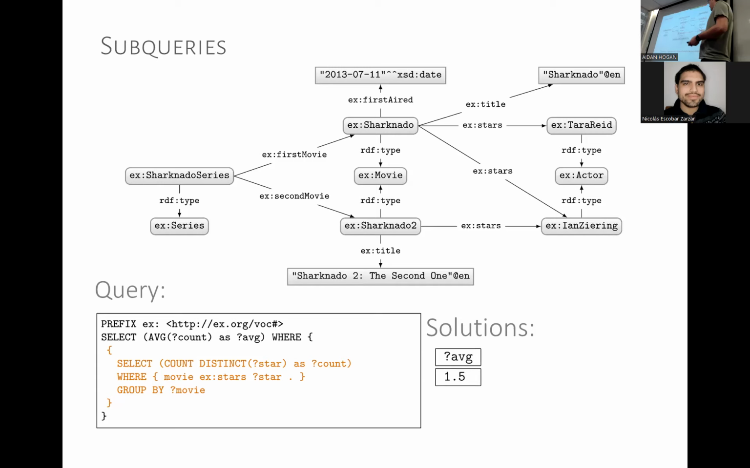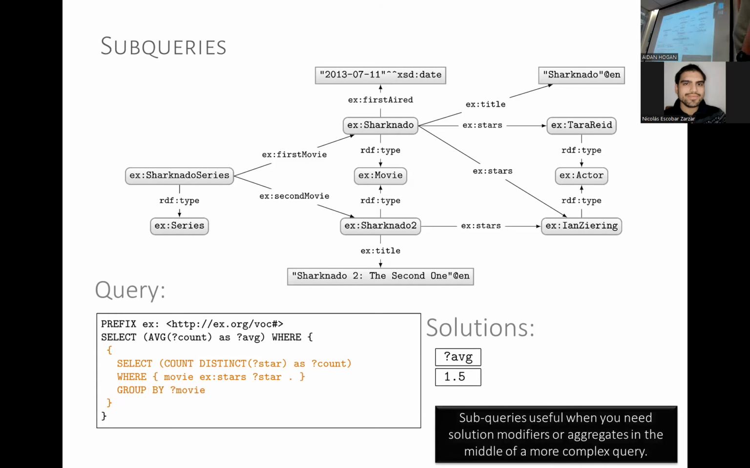So we can have subqueries. We could also use this rather than using a filter. We could have used a subquery and then filtered the results in the outer query. So subqueries are very useful when you need solution modifiers or aggregates in the middle of a more complex query. This is pretty common. You can use this as you want, but I wouldn't recommend it unless you have this sort of case where you want to do an aggregate on an aggregate, for example. Or you want to do order by and then do something with that. So it's useful when you need something outside of the where, but you need it inside the where, then you can use a subquery.